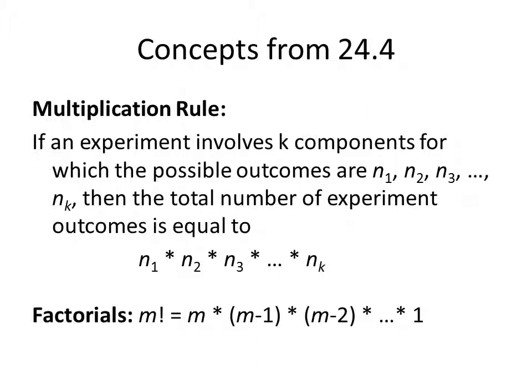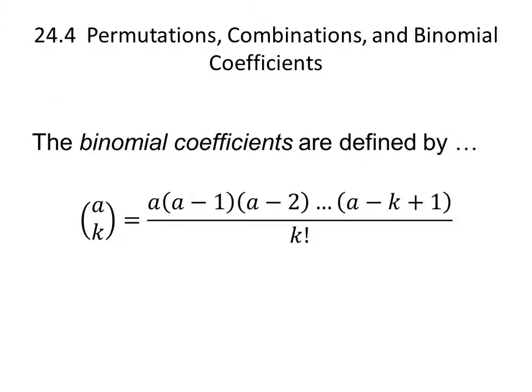Now we're ready to calculate some ideas in 24.4. In 24.4, we're going to be looking at permutations, combinations, and binomial coefficients. Binomial coefficients are something that we use mostly in chapter 24, but I think they come up in 25 as well. The binomial coefficient might be written as, in parentheses, a stacked on b. That's not how you'd say it.